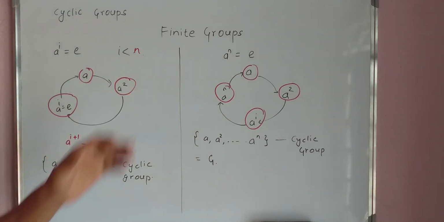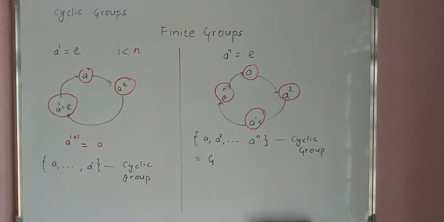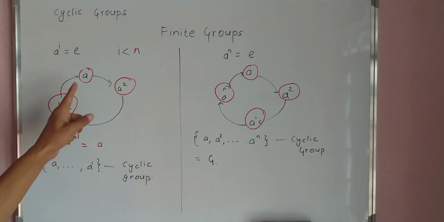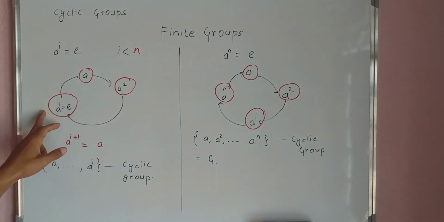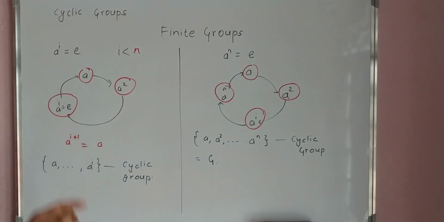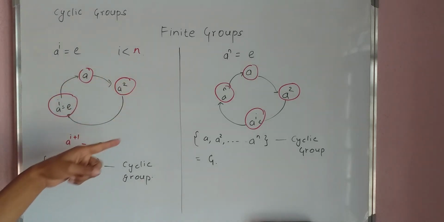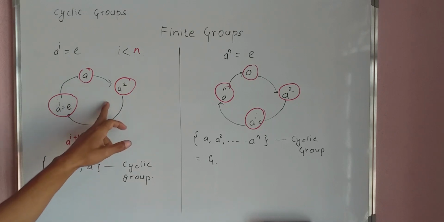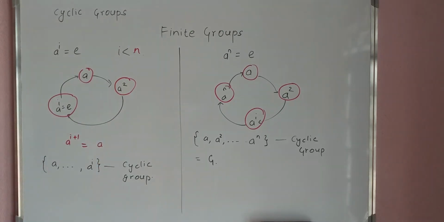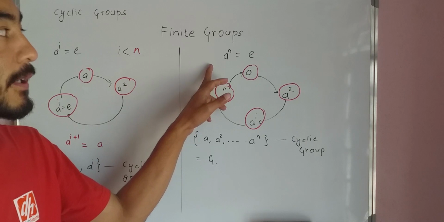And next, let us consider the case a to the power i equals e for i less than n. Let us present this in the diagram. a, a squared, and so on, we have a to the power i equals e. Therefore, a to the power i plus 1 is again a, and it forms a cycle. Therefore, this group, a up to a to the power i, is a cyclic group, and there are i number of elements.